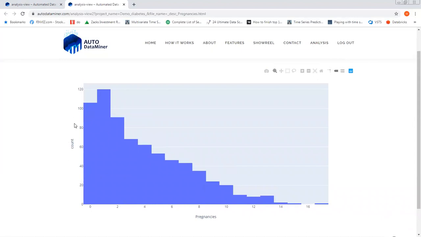And then the count, for example, the number of pregnancies we had for 0. So you see, 106 people here had 0 pregnancies, and 120 of them were pregnant just once. Even, you can see here, there was a person with 17 pregnancies. So this shows you the distribution of that specific variable.